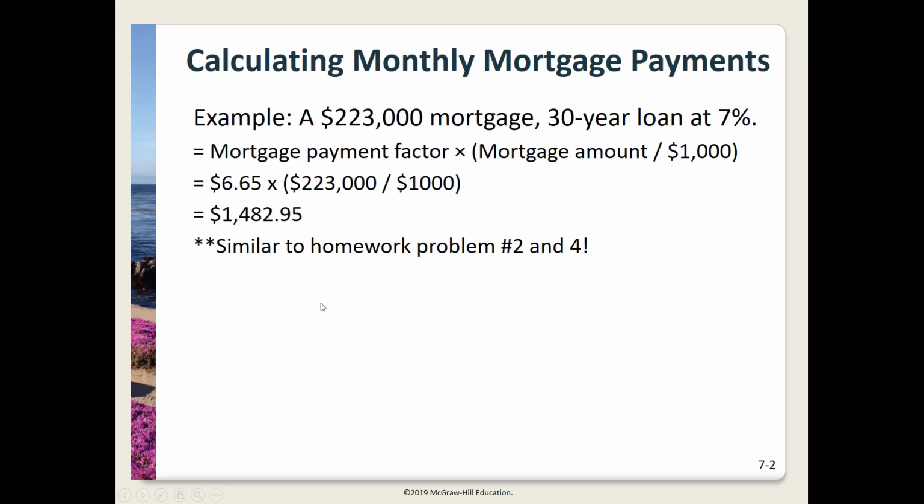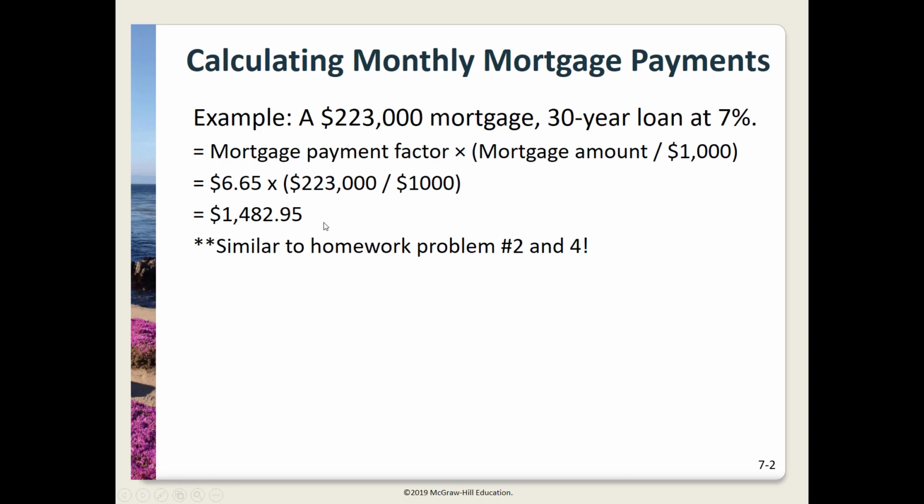So let's look at an example. Let's say we have a $223,000 mortgage for a 30-year loan at 7%. We want to know what our monthly mortgage payment will be. So the formula right here states that you're going to take the mortgage payment factor from Exhibit 7-7 and multiply it by, in parentheses, the mortgage amount divided by 1,000.